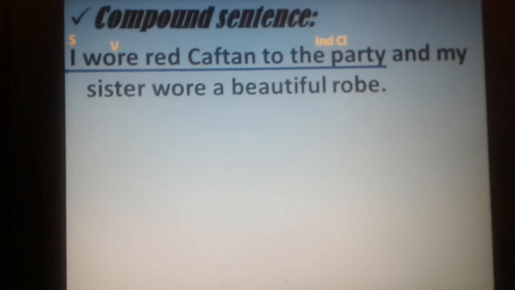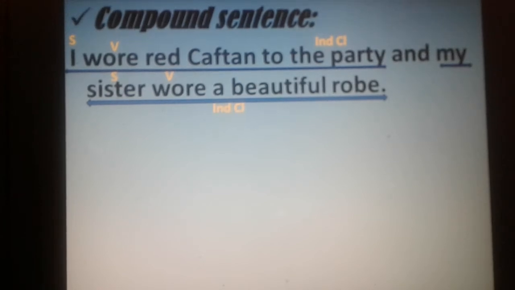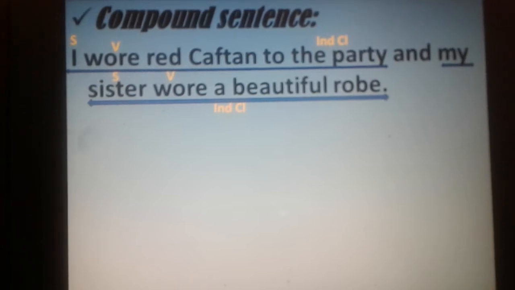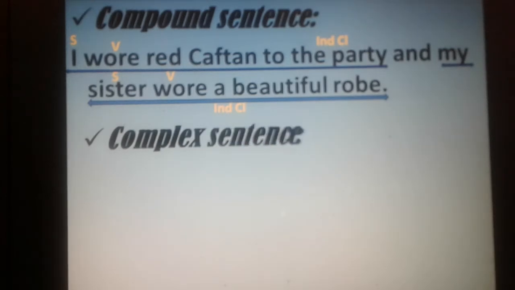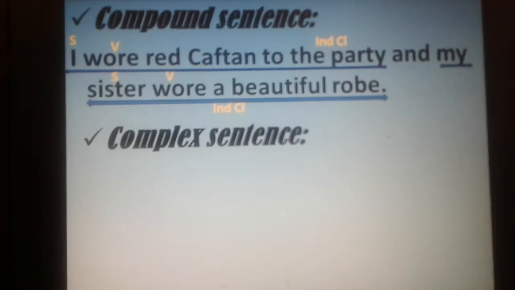It's an independent clause. And we have sister, it's a subject. Its verb is wore. My sister wore a beautiful robe. Another independent clause. These two independent clauses are connected by the conjunction and. Compound conjunction. The next sentence is a complex sentence.